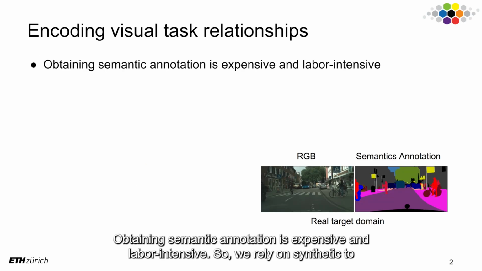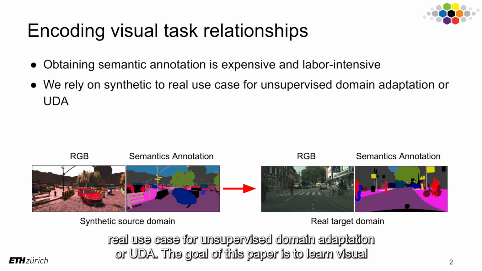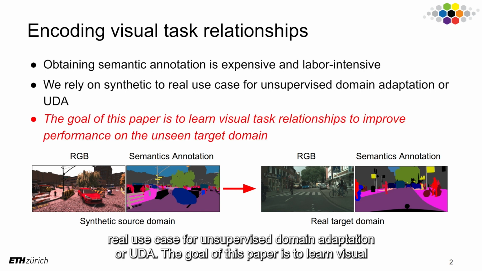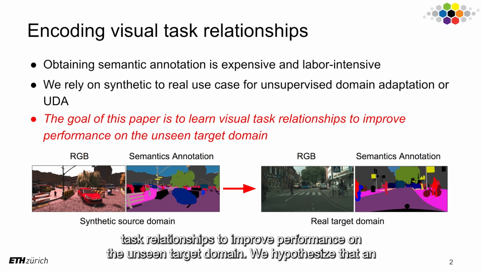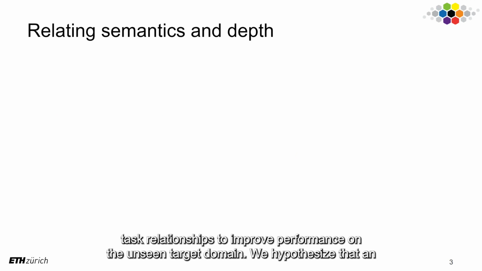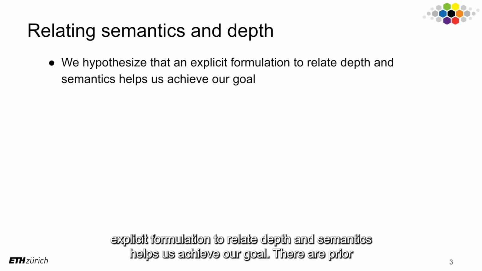Obtaining semantic annotation is expensive and labor-intensive, so we rely on synthetic to real use case for unsupervised domain adaptation, or UDA. The goal of this paper is to learn visual task relationships to improve performance on the unseen target domain. We hypothesize that an explicit formulation to relate depth and semantics help us achieve our goal.